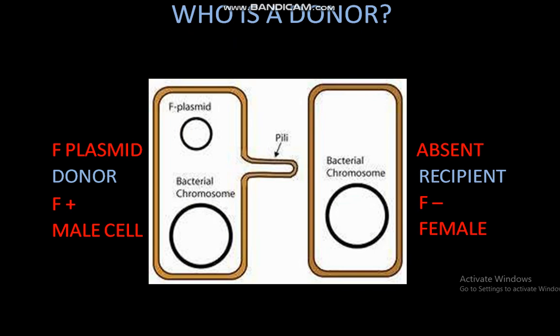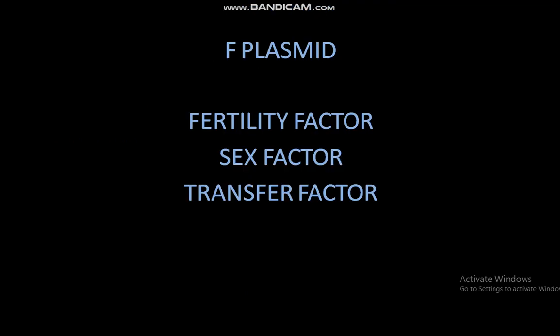Now, who will be the donor? The F plasmid donor, F plus, is the male cell, and the recipient, lacking the plasmid, F negative, is the female. The donor is the cell from where the genetic material will be transferred, which has the F plasmid. The F plasmid is also called the fertility factor, sex factor, and transfer factor.